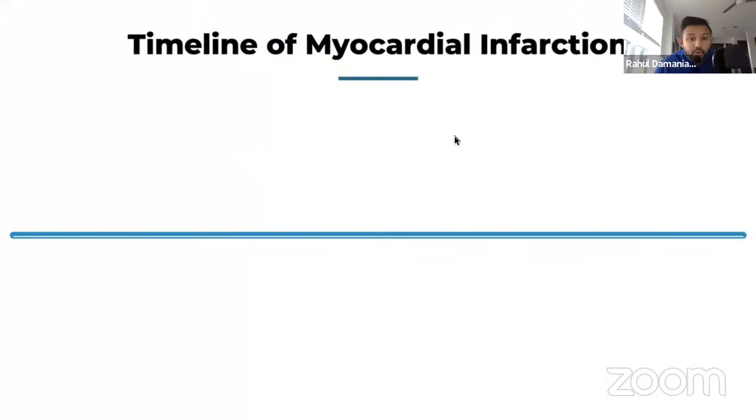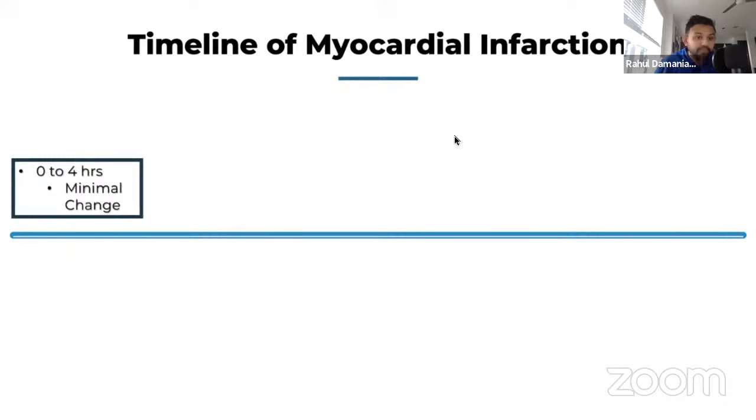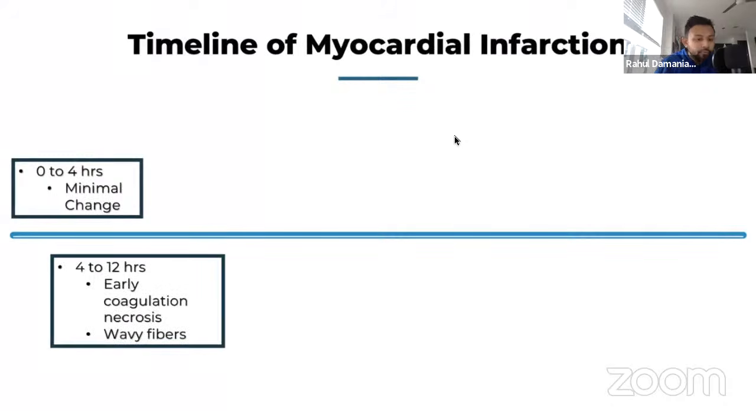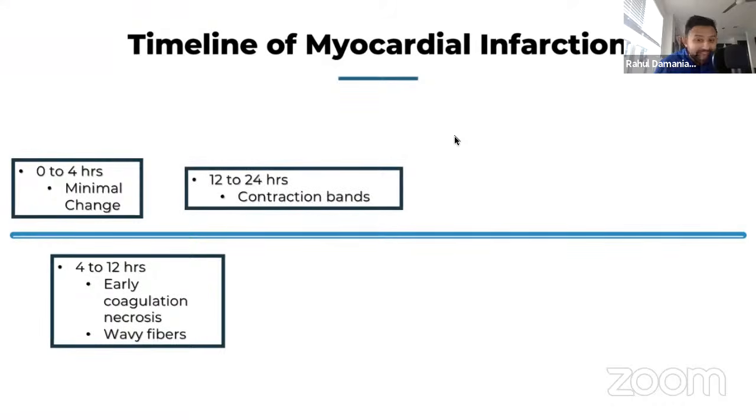We are going to conclude with a timeline of myocardial infarction. Remember 0 to 4 hours, minimal change. 4 to 12 hours, early coagulation necrosis and wavy fibers. You're going to then have at the 12 to 24 hours, contraction bands.